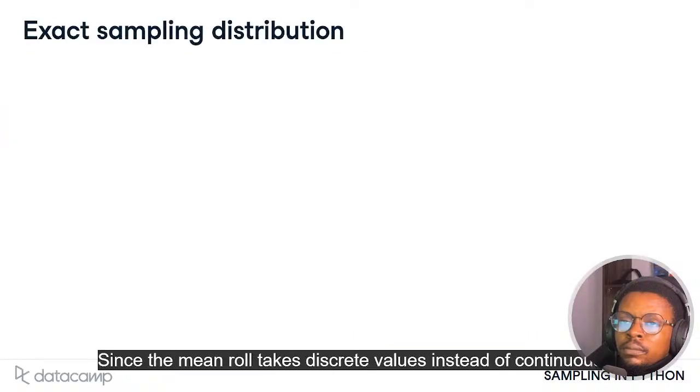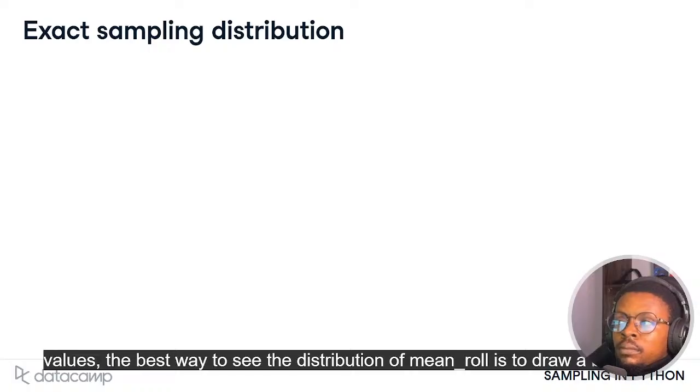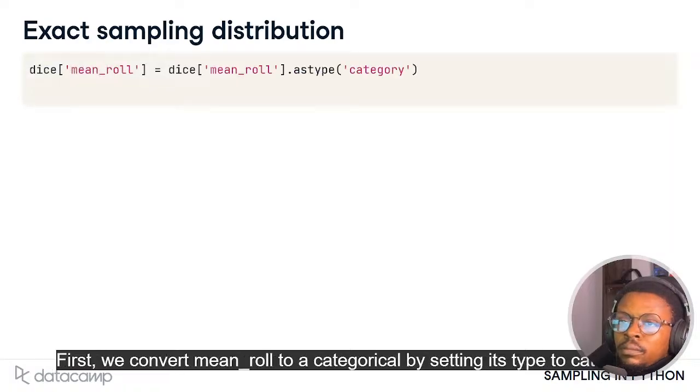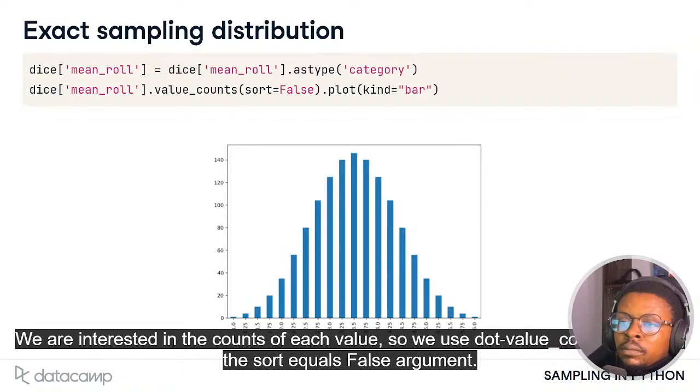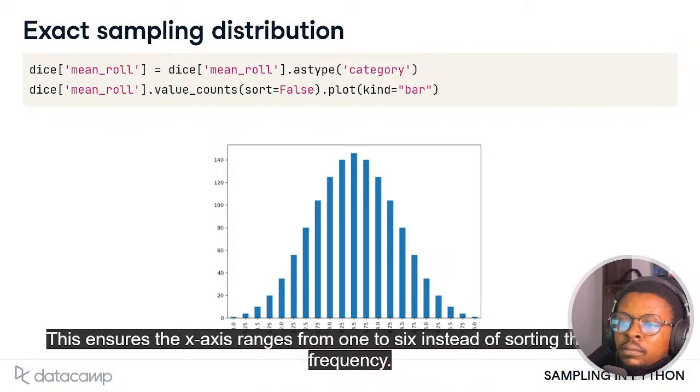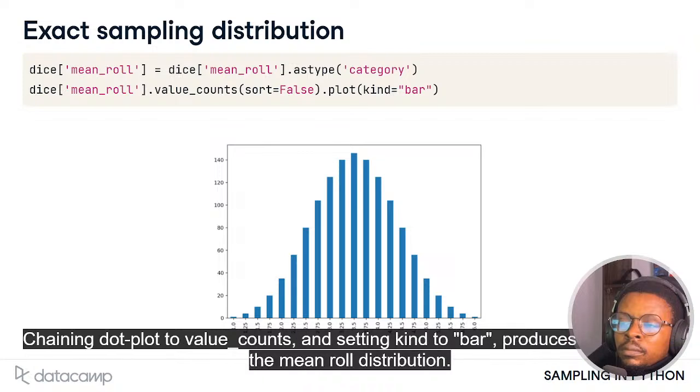Since the mean roll takes discrete values instead of continuous values, the best way to see the distribution of mean roll is to draw a bar plot. First, we convert mean roll to a categorical by setting its type to category. We are interested in the counts of each value, so we use .value_counts, passing the sort=False argument. This ensures the x-axis ranges from 1 to 6, instead of sorting the bars by frequency. Chaining .plot to value_counts and setting kind to bar produces a bar plot of the mean roll distribution.